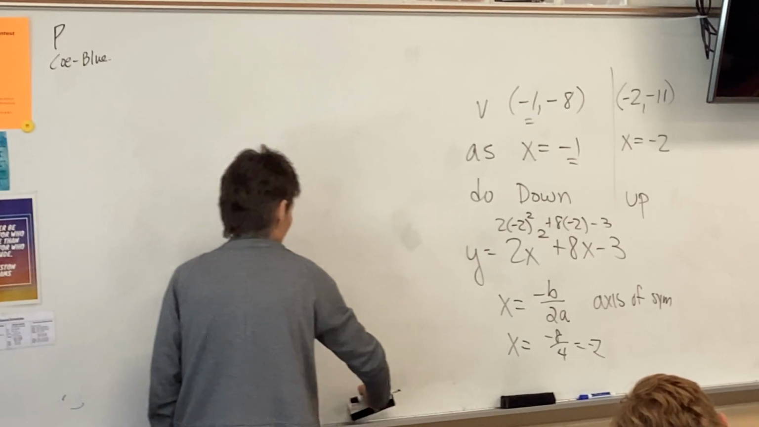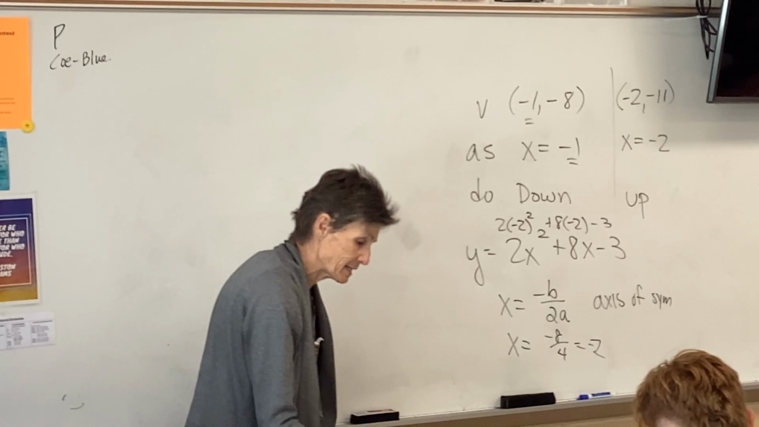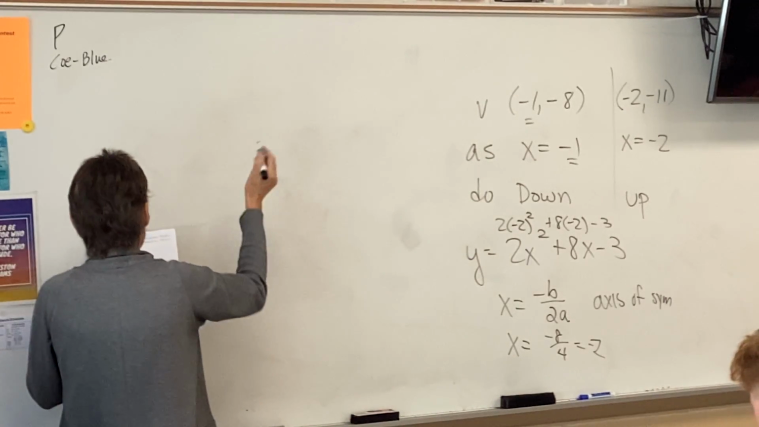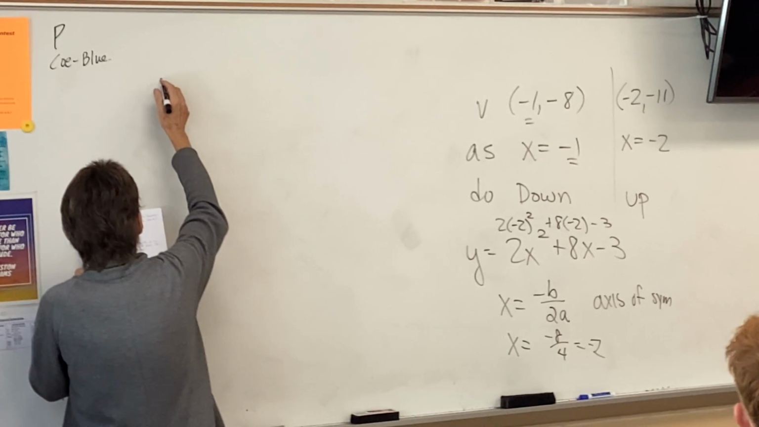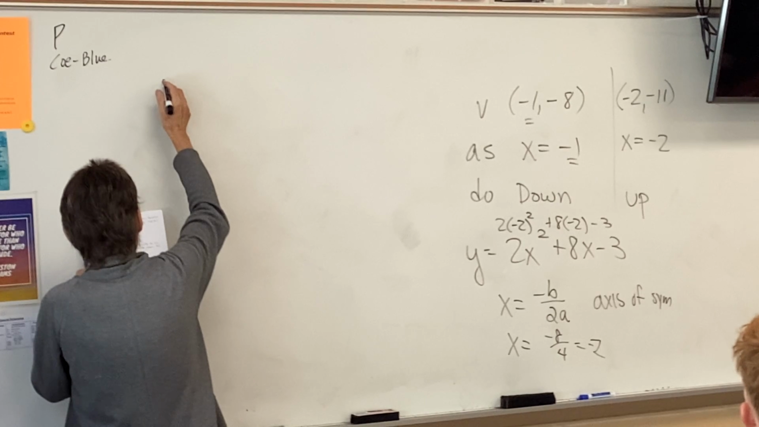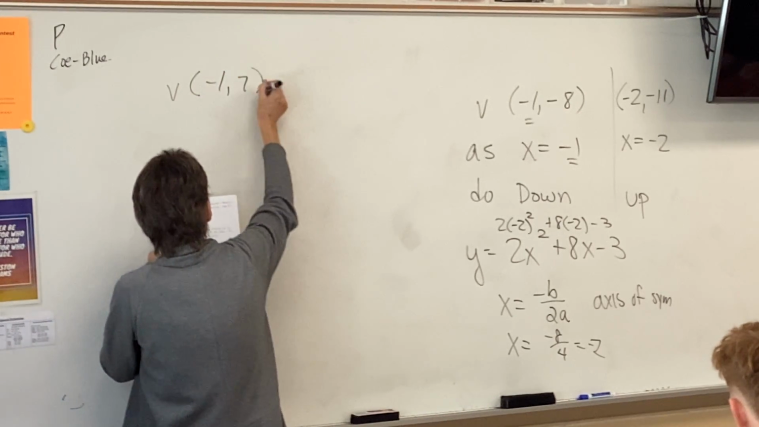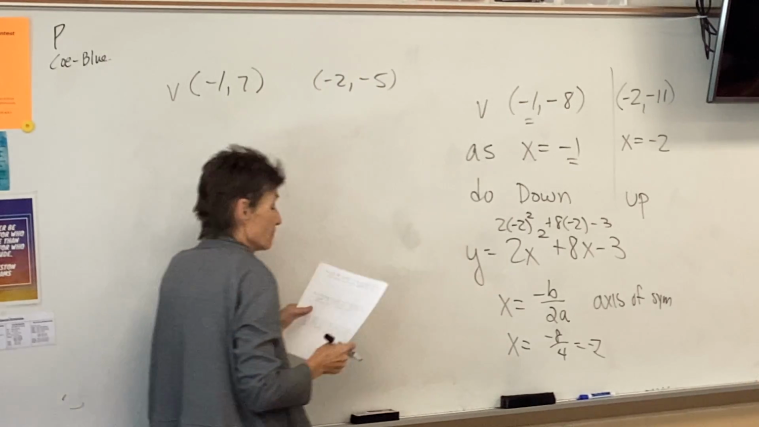Problem 5 has some arithmetic in it, so you will have a small calculator tomorrow if you want to use one. Number 4, I don't think you need a calculator for. We're writing the equation of the parabola with a vertex at -1, 7 and containing a point equal to -5.